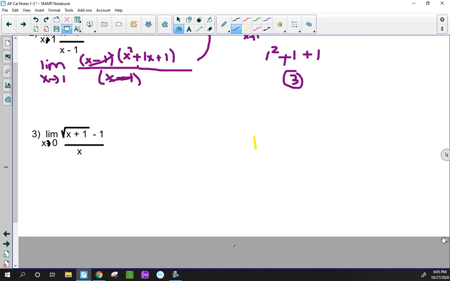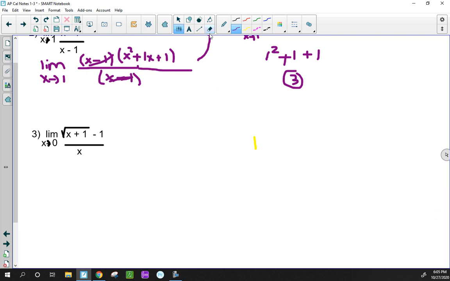Okay, question 3, sorry. I have a limit of a rational function. It has a square root. I'm asked to evaluate it by approaching 0. But if I put 0 in for x right now, I'm going to get 0 on the bottom, and so that is going to be a problem.